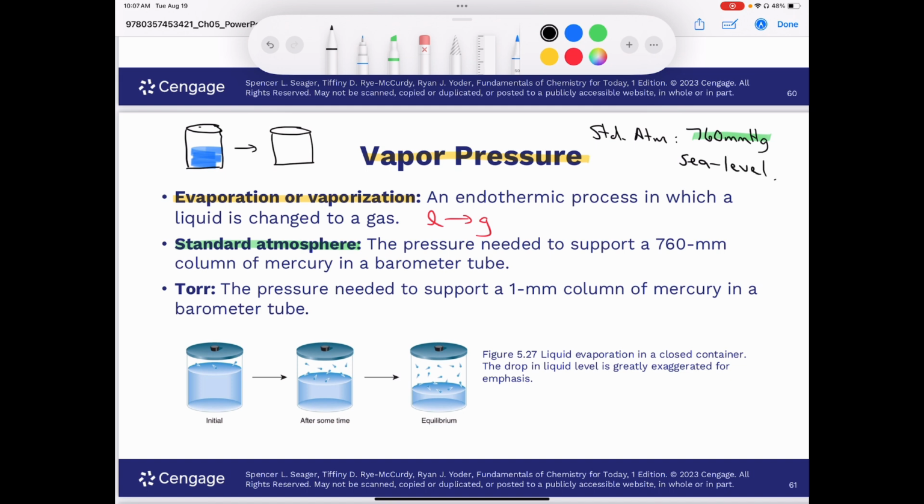Now I live in Colorado Springs, and Colorado Springs is not at sea level, right? It's a mile above sea level. And so atmospheric pressure here is lower, but again, that's not standard atmosphere. Standard atmosphere is where it's at sea level. I'll write it in here again. Sea level is standard atmosphere. Now, a torr, which is named after Evangelista Torricelli, is the pressure needed to support a 1 millimeter column of mercury in a barometer tube. So that's where the definition of a torr comes from.